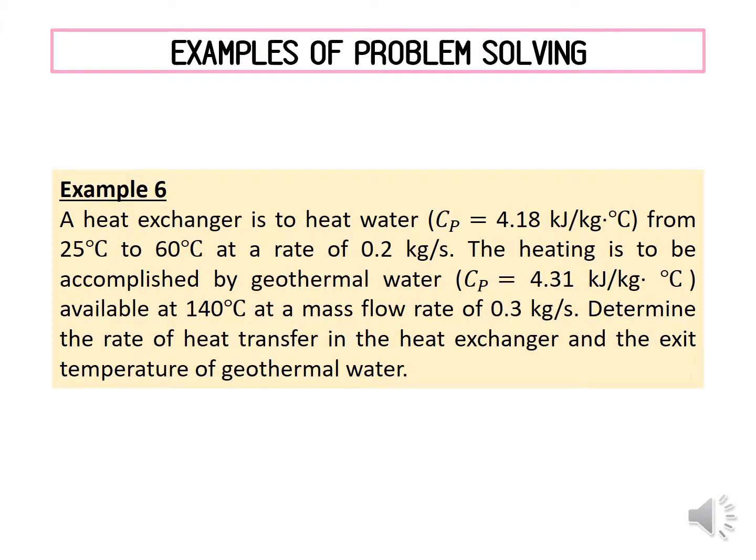Example of a problem. A heat exchanger is to heat water with the heat capacity of 4.18 from 25 degrees to 60 degrees Celsius at a rate of 0.2 kg per second. The heating is to be accomplished by geothermal water with the heat capacity of 4.31 kJ per kilogram degrees Celsius, available at 140 degrees Celsius at a mass flow rate of 0.3 kg per second. Determine the rate of heat transfer in the heat exchanger and the exit temperature of the geothermal water.